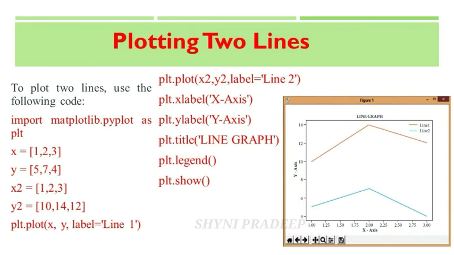First see x, y axis. This is x axis, this is y axis. First values are 1 and 5. Next x, y values are 2 and 7. Next x, y values are 3 and 4. So draw this line like this. And see next x2, y2 axis. This is x2 axis, this is y2 axis. First 1, 10. Next x2 and y2 values are 2 and 14. Next x2 and y2 values are 3 and 12.